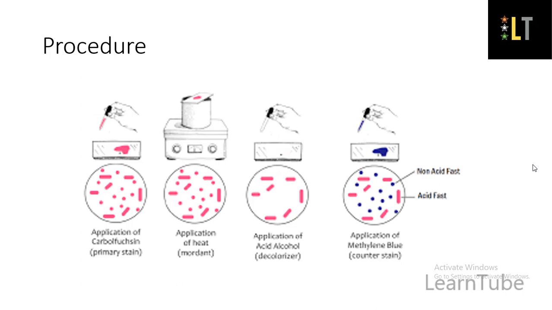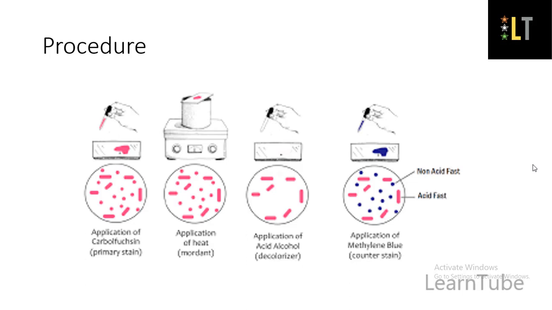Now here you can see the procedure involved in acid-fast staining technique. So first of all, you will sterilize the microbial loop by holding it in red hot flame for 2 to 3 minutes until it turns red hot. Then you will insert that microbial loop in the test tube containing inoculum. Then the loopful of that inoculum will be transferred to the glass slide and heat fixed.